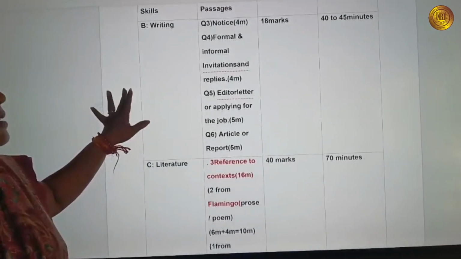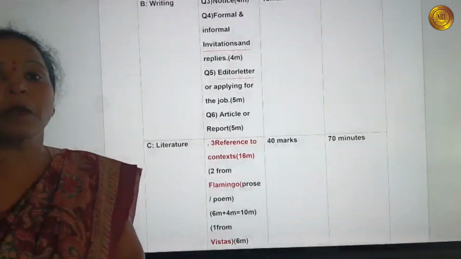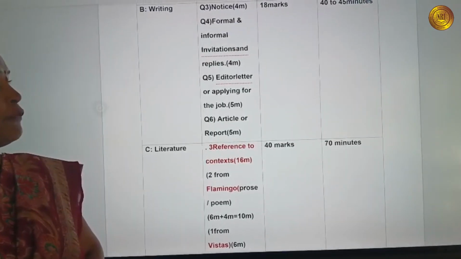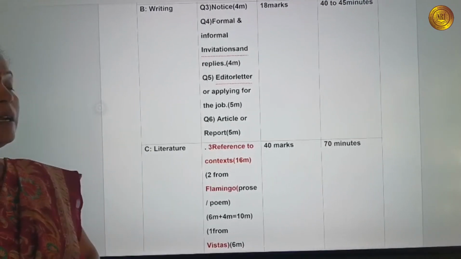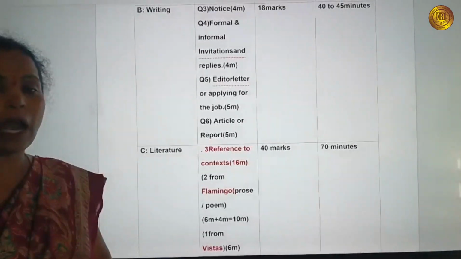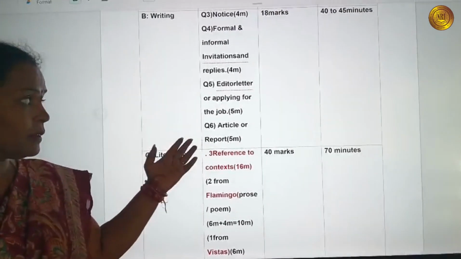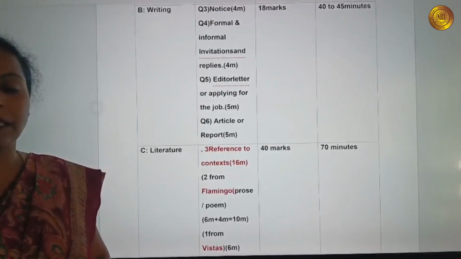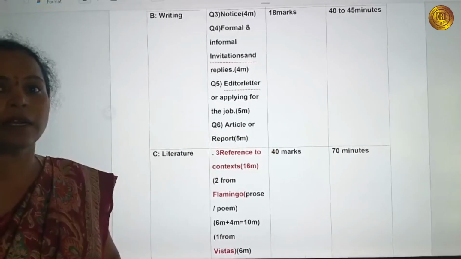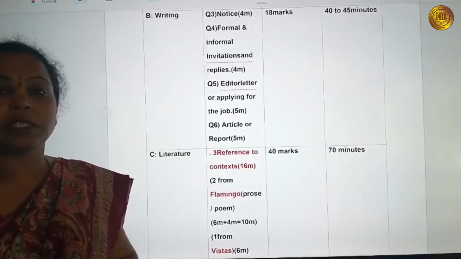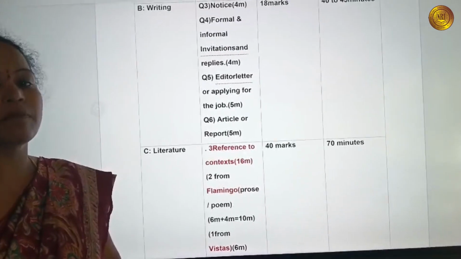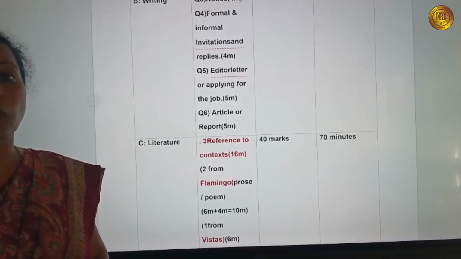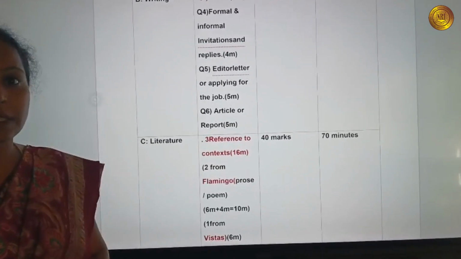Now writing skills: you know that in writing skills we have only 4 questions. Question number 1 is a notice, formal or informal invitations and replies, and a letter to the editor or applying for a job. Then the last one is article and report writing. Here you need to focus mainly on content, format and expression. The chances of losing marks are in this section only. But do remember, give not more than 40 to 45 minutes to this section.